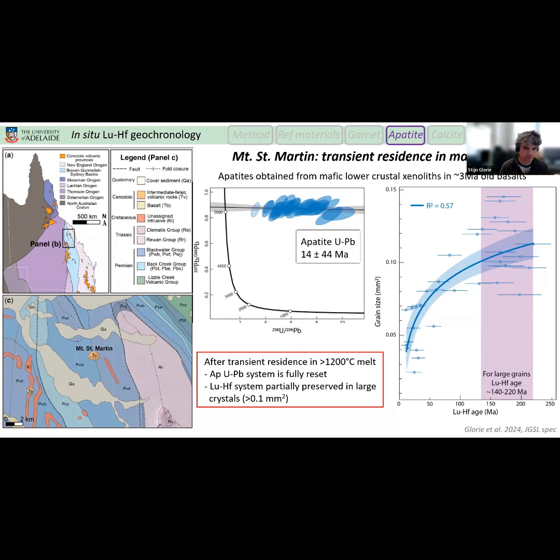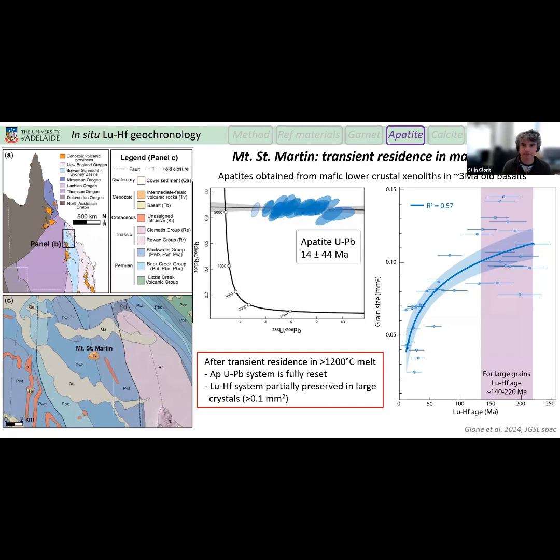So after transient residence, and these are very hot basalts, 1200 degrees roughly is the melt, complete resets of the U-Pb system, but the hafnium system is preserved in large crystals. So we can use xenolith systems as well, potentially to look at the lower crust. All right, that's apatite for now. So as you can see, very useful, perhaps, to date certain questions you might have, where other methods might fail.